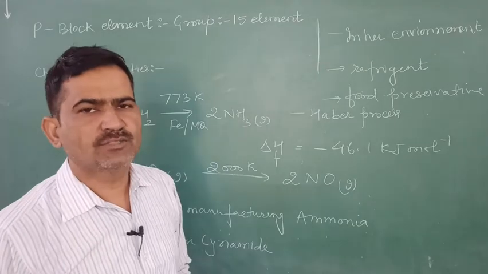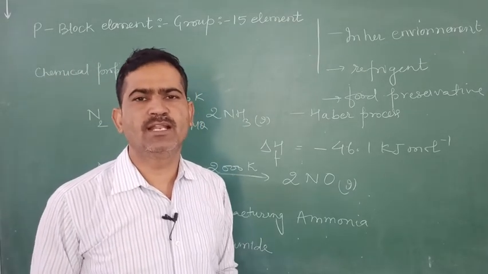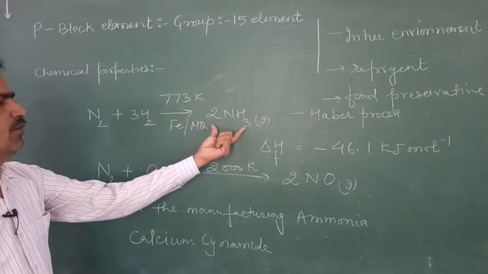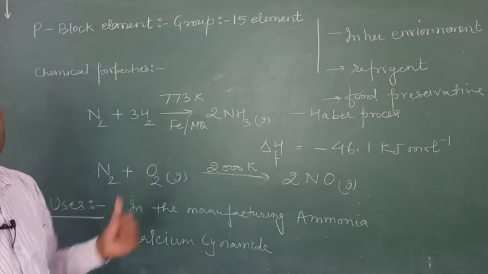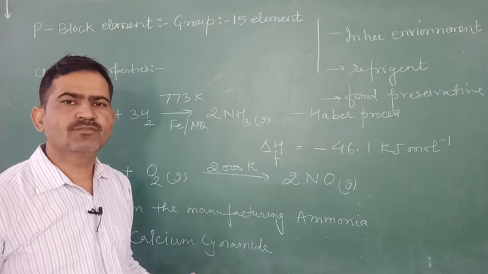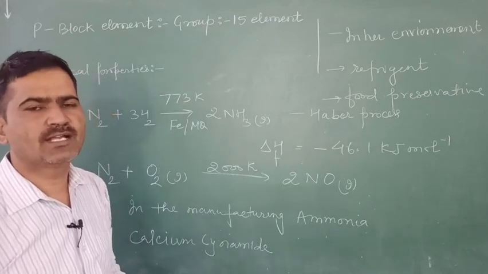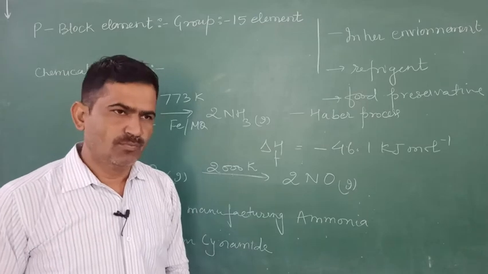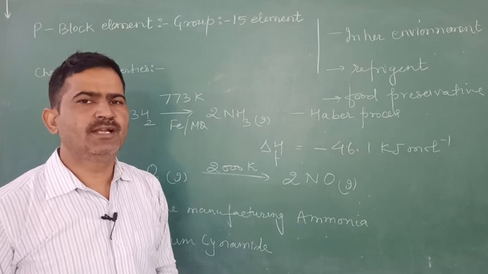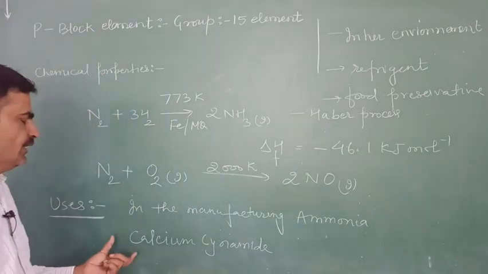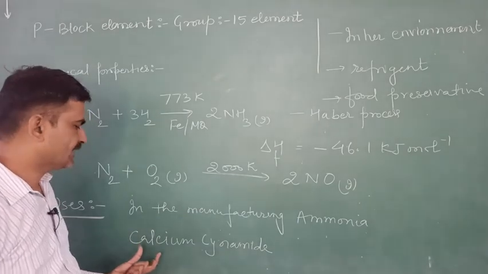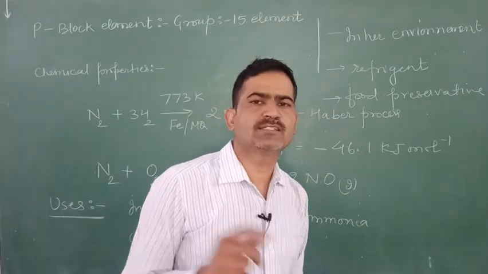After this, students, nitrogen has some daily life uses. We use nitrogen for the manufacturing of ammonia, and this ammonia gas is used in refrigerators as a refrigerant. Nitrogen itself also acts as a refrigerant because it has a very low freezing point, minus 209.8 degree Celsius. It is also used to form a nitrogen-containing fertilizer called calcium cyanamide.